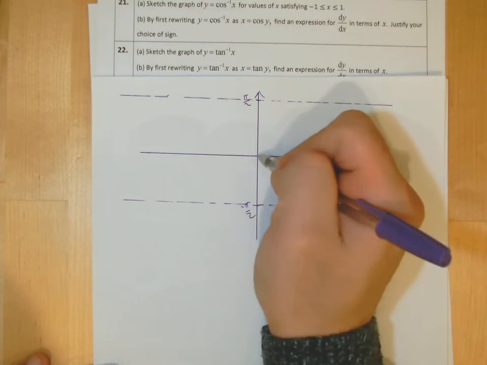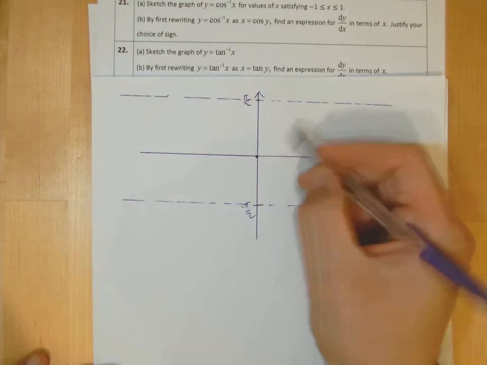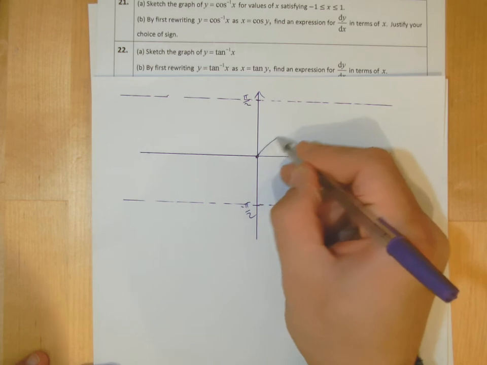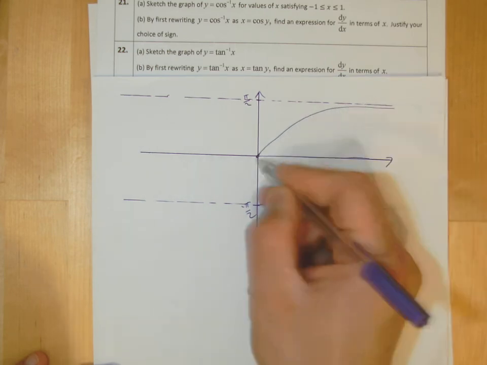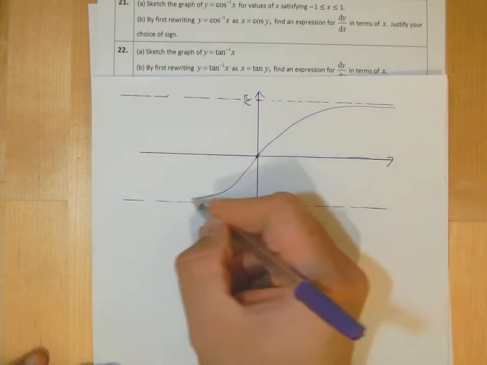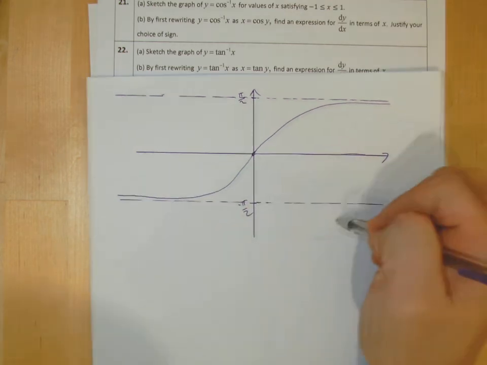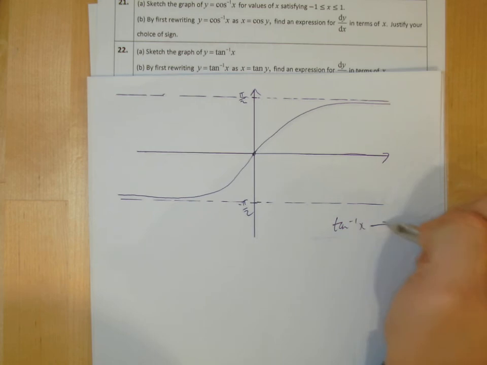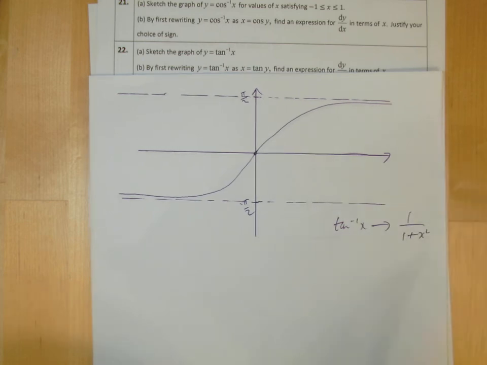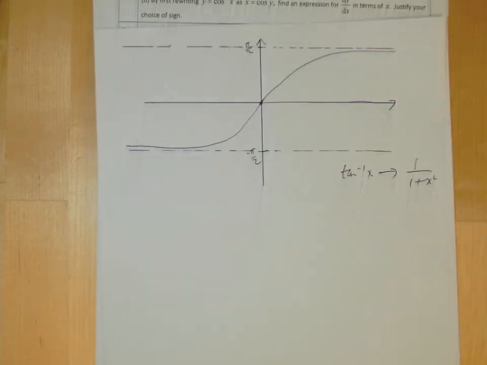Tan to the minus 1 of 0 is 0, so that's one value I can give you, okay? But then what happens is, it kind of goes like that, okay? That's tan to the minus 1 of x. Positive gradient, yeah, because when you see the formula booklet, you got that, haven't you? That's the derivative of it.